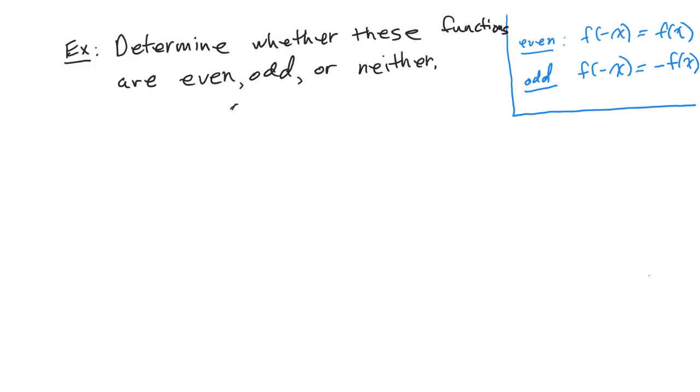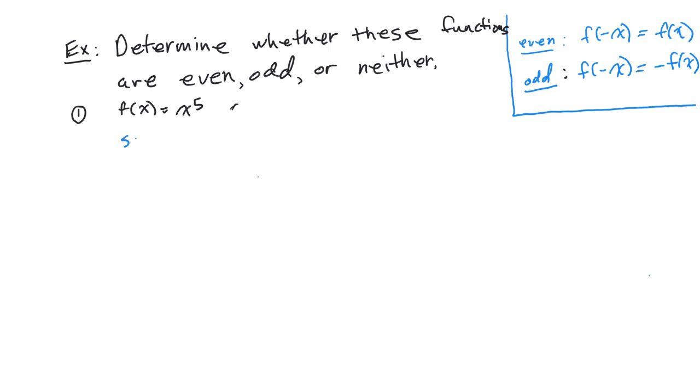So now let's determine whether these functions that we have here are even, odd, or neither. So remember, even means f(-x) is equal to f(x), and odd means f(-x) is equal to -f(x). So here is our first problem. f(x) is equal to x to the fifth.